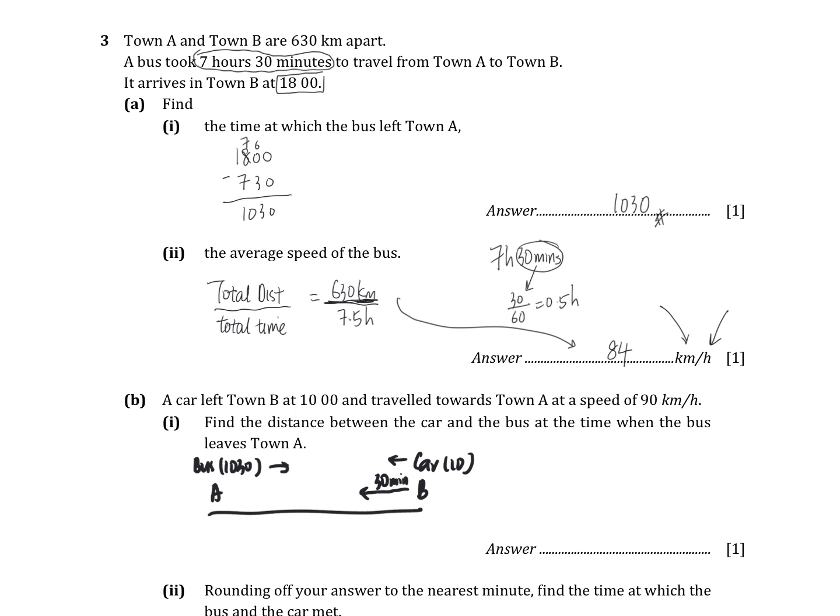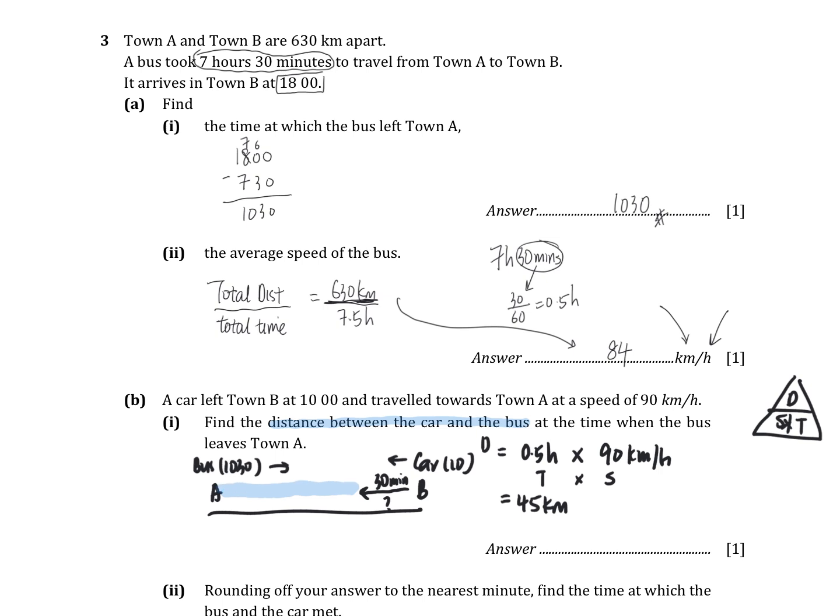And you are interested in finding the distance covered. So in 30 minutes, it means half an hour, you multiply by its speed. Why? Because distance is speed times time. So this is the time, this is the speed. You are finding distance traveled. So it's 45 kilometers. But read the question carefully. I want the distance between the car and the bus at that time.